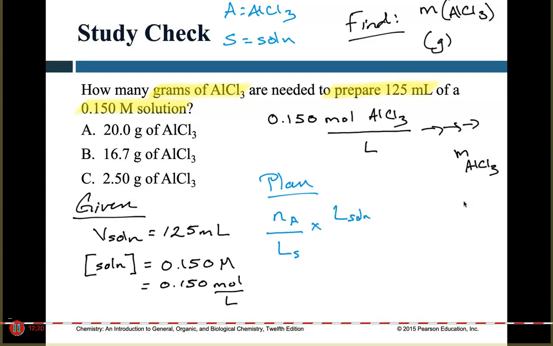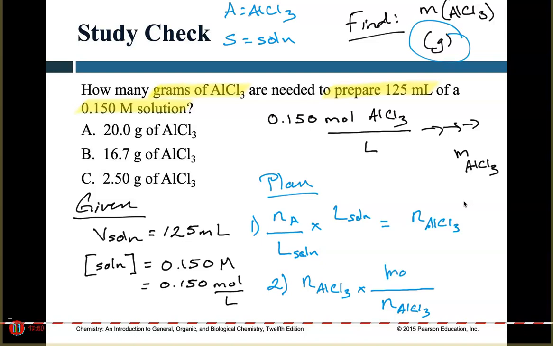So I could also multiply it by the liters of solution, and I would just be left with the number of moles of aluminum chloride that's there. Well, that's getting closer to what it's asking me to find, which is the mass. So if that's step 1 of my plan, step 2 must be taking the number of moles of AlCl3, and what I could do is use the molar mass of aluminum chloride, and I get that right off the periodic table, and I can see that I'm left with the units that I want of grams of aluminum chloride.